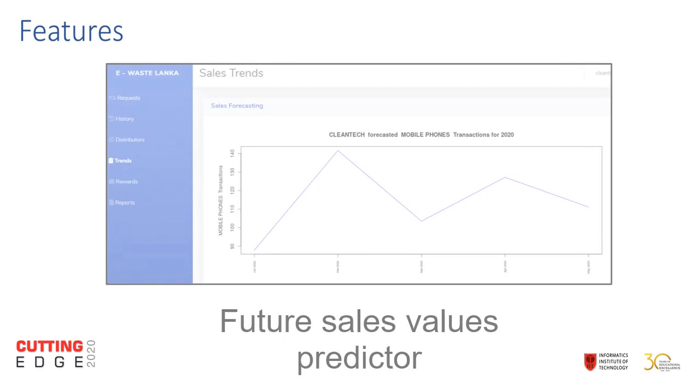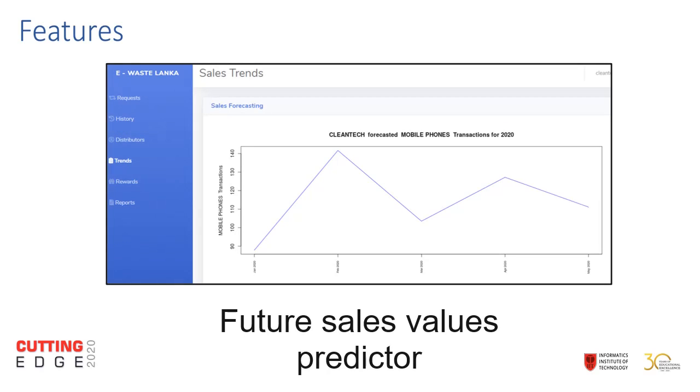This is the sales value predicting component included in the e-waste Lanka solution. Based on the historical data that is fed into the R algorithm, it will compute the data and forecast the future sales values.